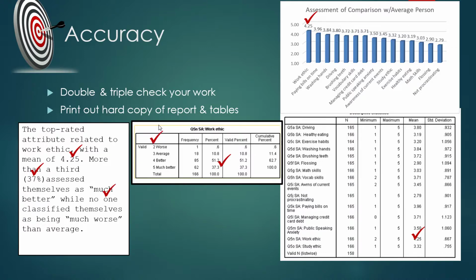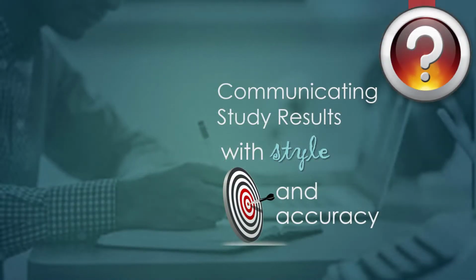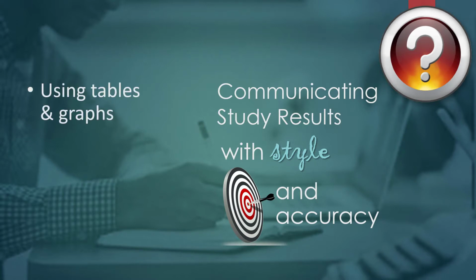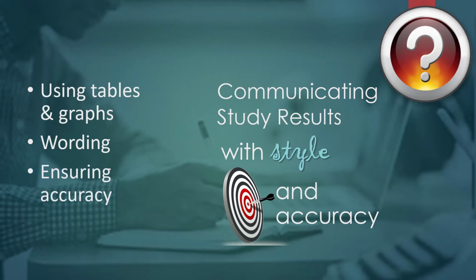Or better yet, ask someone else to help you do it, one of you reading off the numbers from the tables, while the other checks the narrative and associated tables or graphs. You should now have a better idea of how to communicate your results to others accurately and with some style, using tables and graphs to aid in understanding, the appropriate word choice, and methods to improve accuracy.